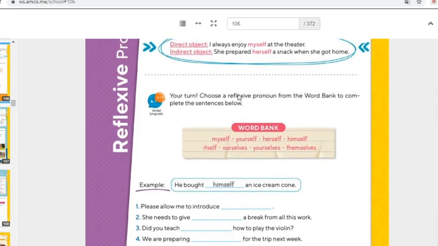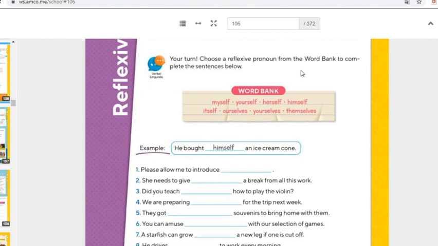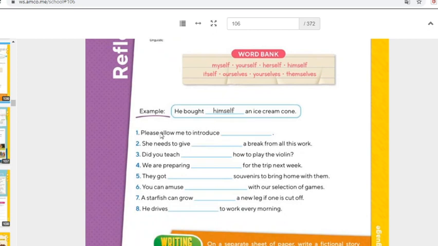Your turn. Choose a reflexive pronoun from the blank word to complete the sentences below. Remember, please, you need to use. Please allow me to introduce what? Myself, yourself, herself. Me, what is me? Ese es yo. Entonces, what would you say? Please allow me to introduce myself. Continue. Remember that you need to pay attention to the sentence to answer it correctly. You need to read the context. Hay que leer el contexto y de quién estamos hablando.